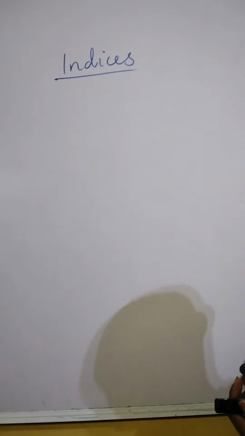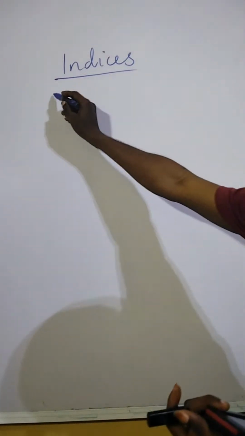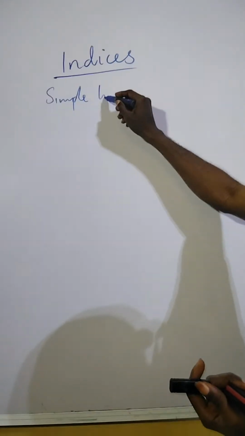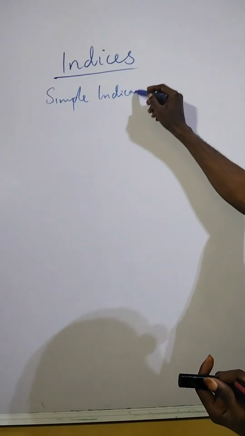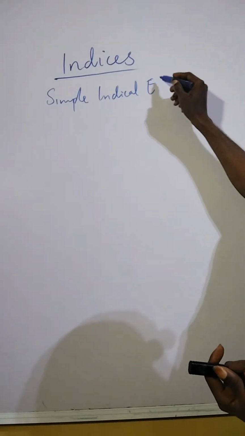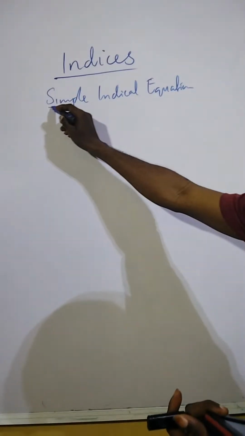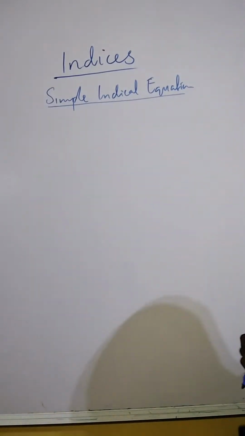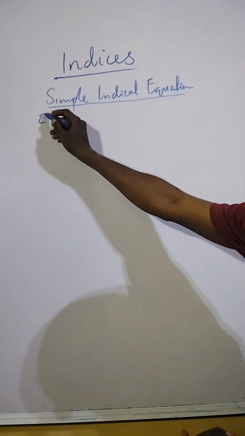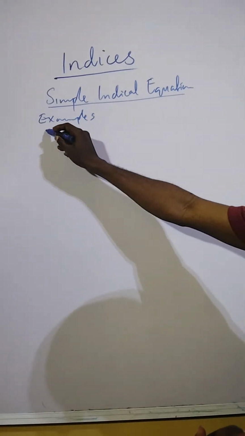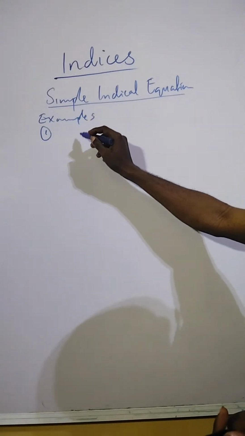We have simple indices equation. Now, example, solve for x. Let's look at number one. Example one. Solve for x.